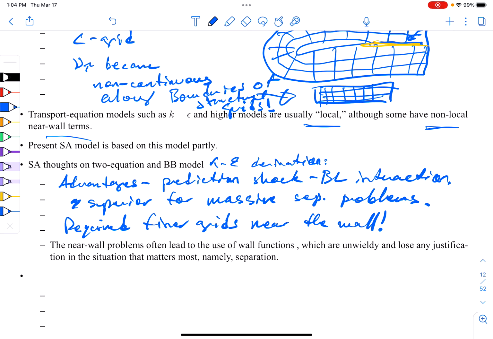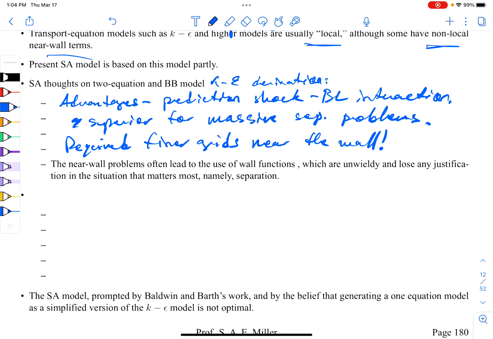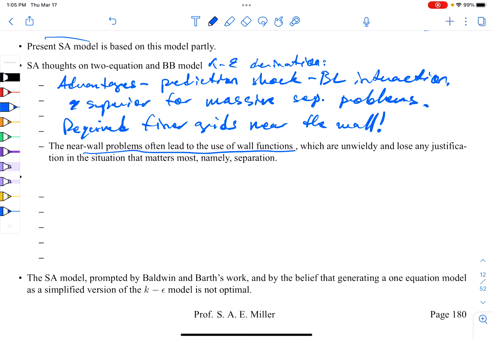And algebraic models don't require such a refined grid near the wall like K epsilon and K omega models, which we'll talk about in the future. So as I noted here, these types of models in practice, especially early on, required wall functions, and then all that wonderful physics in the two-equation model wouldn't have been used because you're imposing a solution that doesn't allow separation or even transition. So those are just some quick thoughts about it.